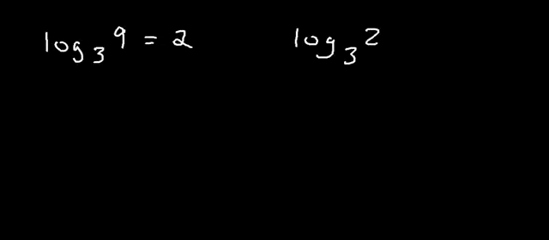So now let's work on converting to exponential form. Let's try these 2 problems. Log base 3 of 9 equals 2, and log base 3 of 243 is equal to 5. So to change it back to exponential form, it's going to be this: 3 to the second power is equal to 9.